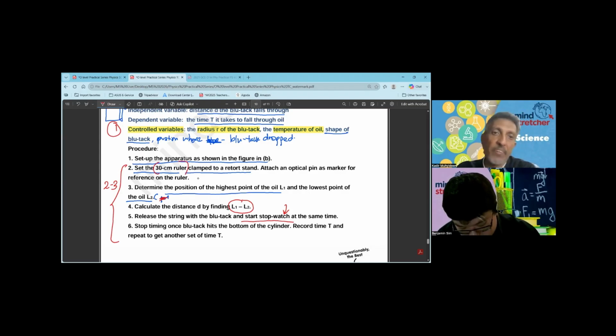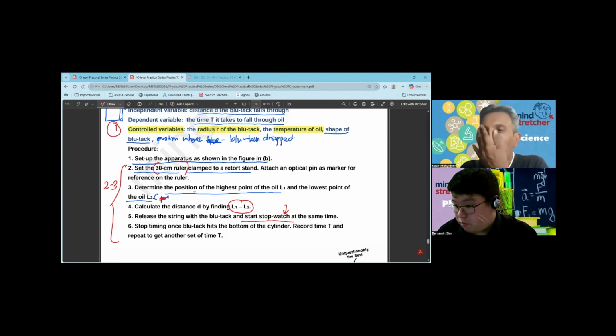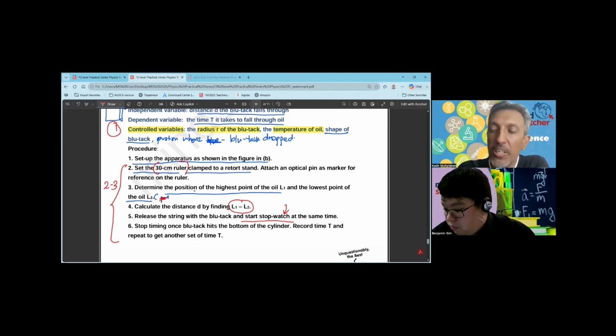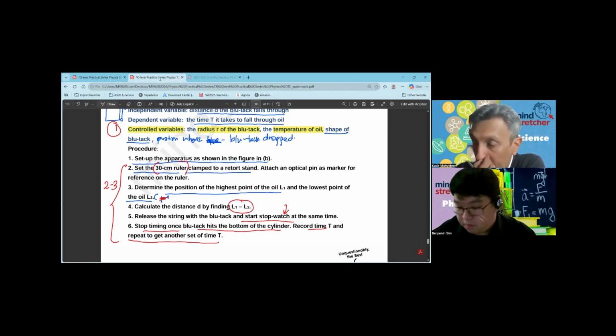Okay, if the apparatus is not given, then you have to write down the correct apparatus. You cannot just say measure length, measure time without stating the instrument. Okay, you cannot say measure this and measure that without stating the instrument. You must talk about the apparatus or instrument. Stop timing once the blue tag hits the bottom of the cylinder. Record the time T and repeat to get another set of time T. Okay, guys. This is basically your procedure. Okay, this is your procedure.